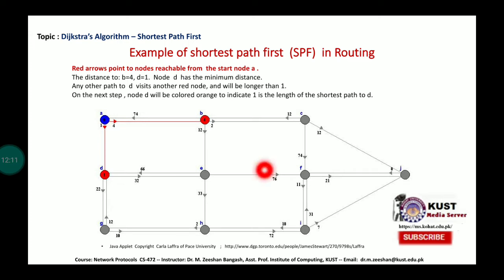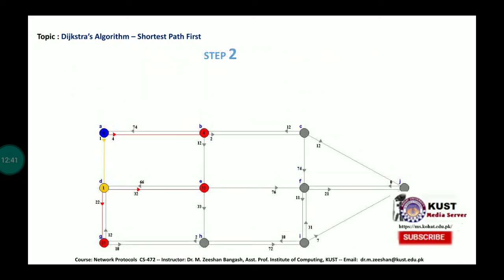So in the next step, since D is minimal, D will be colored orange or yellow in order to indicate that 1 is the length of the shortest path to D. We have decided while executing this algorithm that, while routing the information, this is the shortest path and it is color coded orange or yellow. Now you can notice in this diagram that the color of D has been changed.